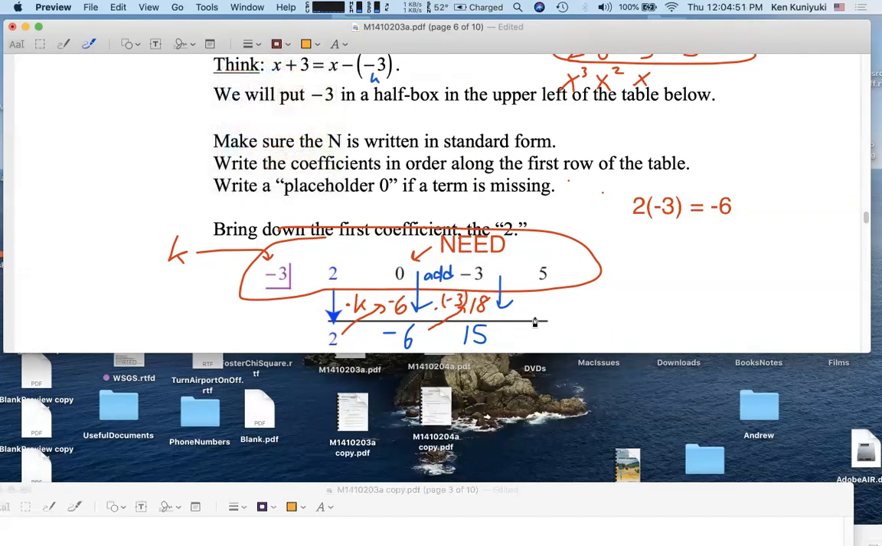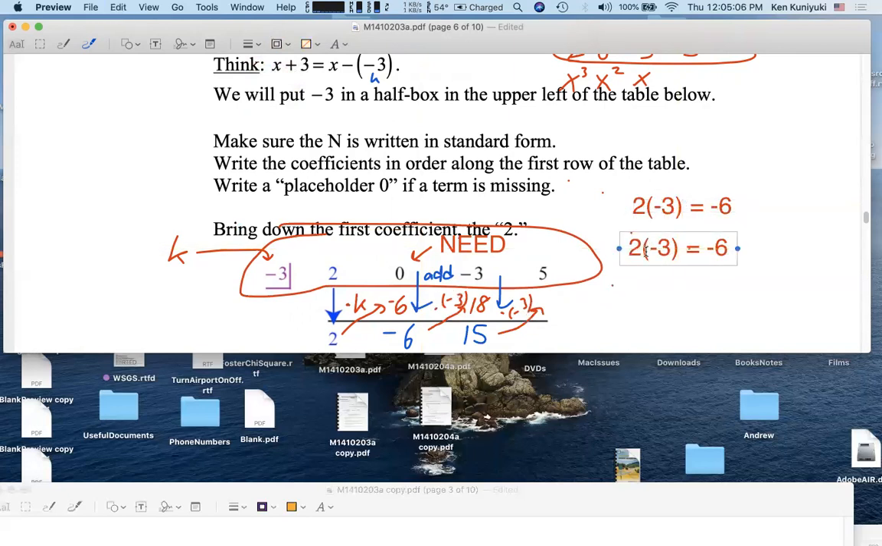Along the diagonal, we multiply by k again. We multiply by the negative 3. I'll put this over here as well. So to get the 18, remember that was negative 6 times negative 3. That gave positive 18. And now we're asking, what's 15 times negative 3? A calculator can help. What is 15 times negative 3? That's a negative 45.